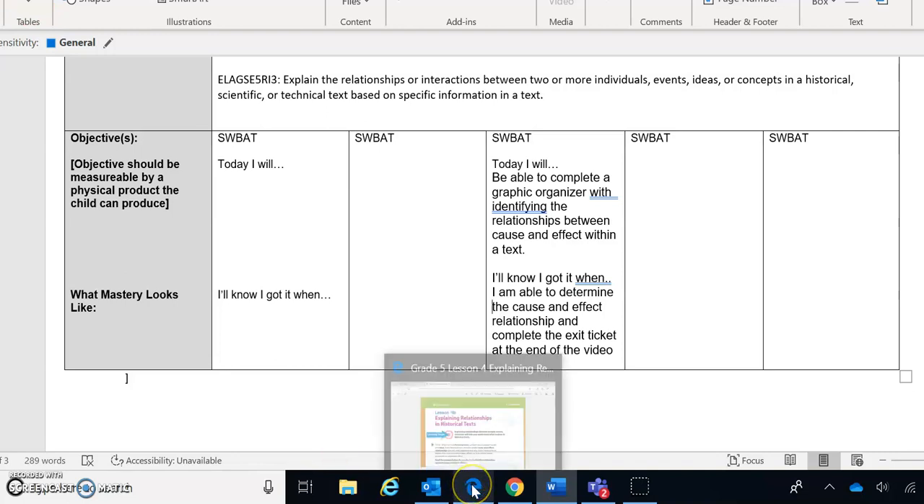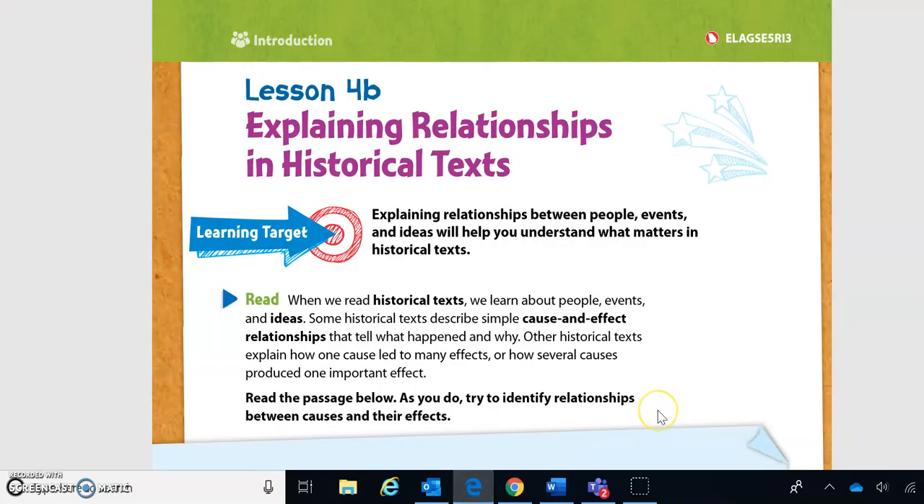Okay, so now we're going to go over some vocabulary that we're going to be learning in the text. The vocabulary that we'll be learning is historical text, which is learning about people, events, and ideas. Some historical texts describe simple cause and effects relationships that tell what happened and why. So those are our two vocabulary words: historical text and cause and effect relationships.